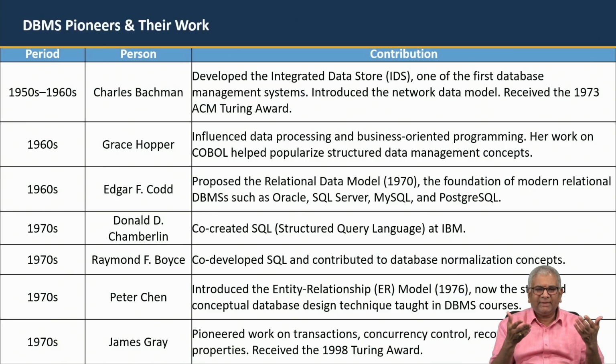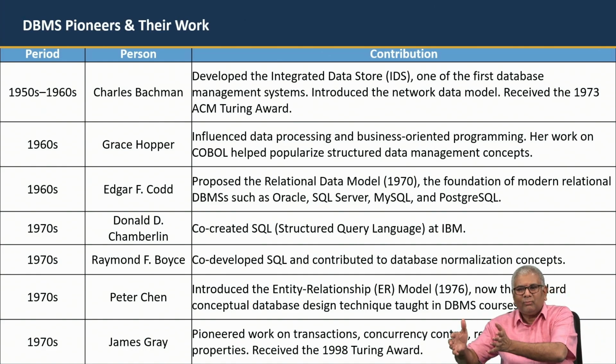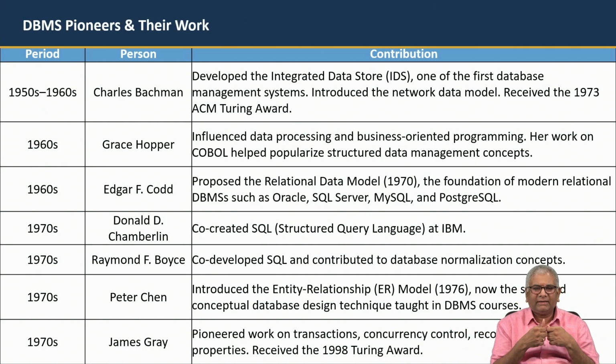Then in the 1970s, Peter Chen introduced the entity relationship model, which we will discuss in more detail in the next presentation. This is a conceptual model. It is not a model where you store the data like RDBMS. It is used before designing a database system, to figure out how our system should be. That's where Chen pioneered.